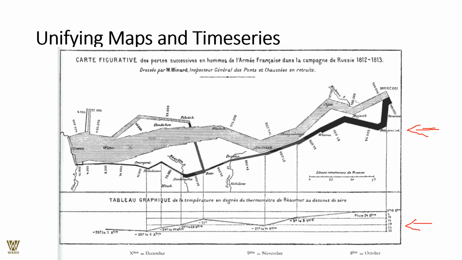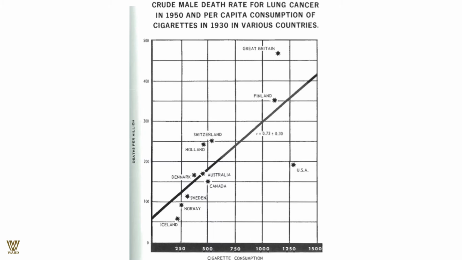This is what we are looking around here. This needs to be understood as far as possible. We'll talk about the death rate of males for lung cancer in the 1950s, per capita consumption of cigarettes in the 1930s in various countries. If you look into it, you see a linear line which goes around here, right?